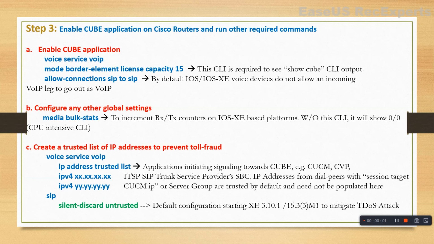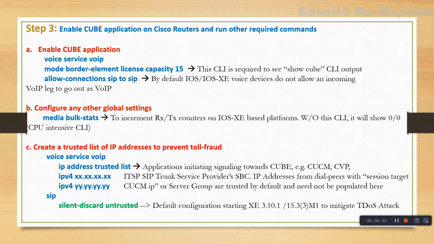So continuing with the basic CUBE configuration, where I was discussing how to enable the CUBE application on a Cisco router. This command, allow-connections SIP to SIP, has to be entered. This is a mandatory command because Cisco IOS or IOS XE does not allow IP to IP calls by default. By default, they allow IP to TDM, IP to PRI, IP to FXO, IP to digital analog calls, but they don't allow IP to IP calls, so it has to be enabled. Allow-connections SIP to SIP.